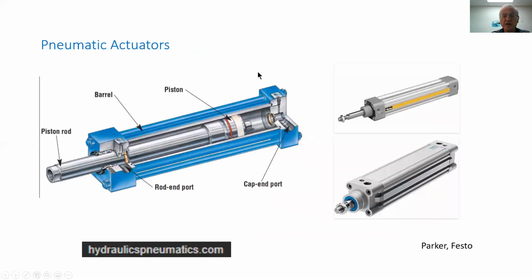This shows us some examples of standard pneumatic actuators. These two are Parker and Festo, and quite similar. And looking inside, there is a piston. There is a piston rod that goes in and out. There is the housing, which is referred to as a barrel. There is one end port called the cap end port, and the rod end port, where the air is coming in and out.